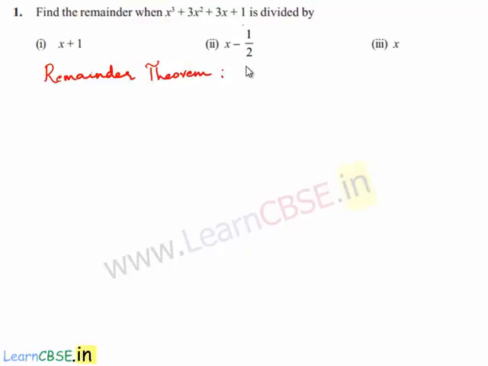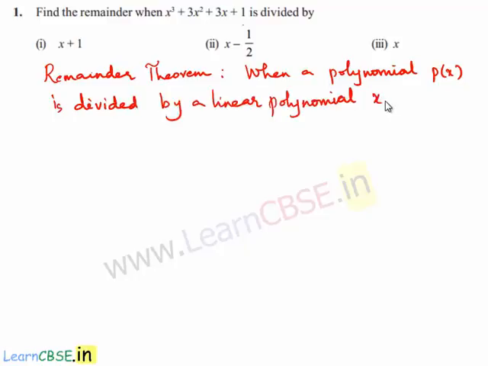so the remainder theorem states that when a polynomial p of x is divided by a linear polynomial x minus a, then the remainder is p of a. So let us make use of the remainder theorem in order to find the remainders for the given polynomial. So the first one is x plus 1.